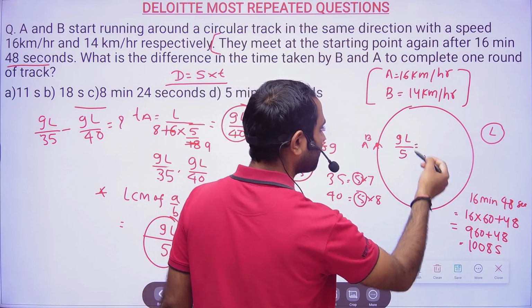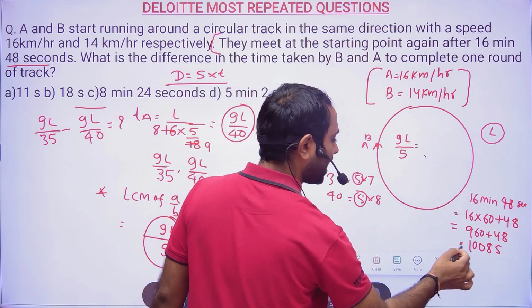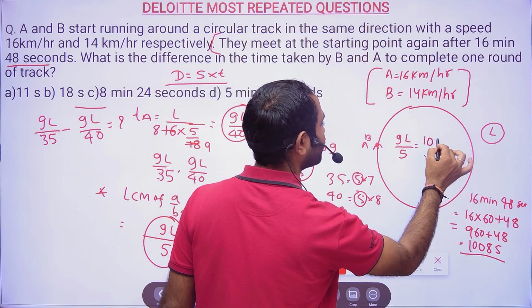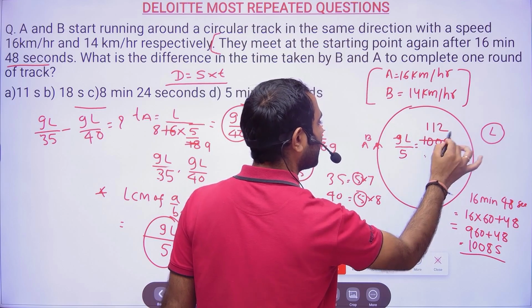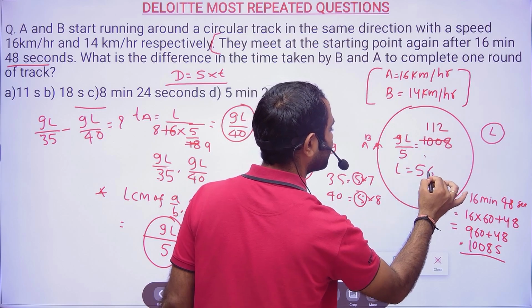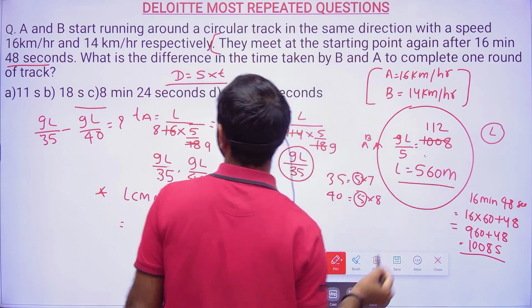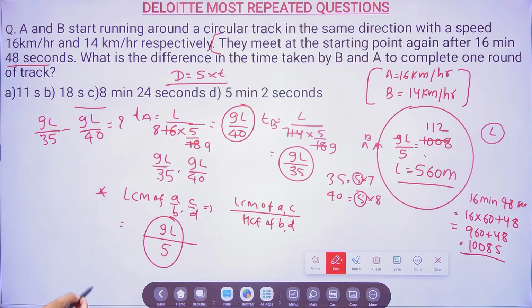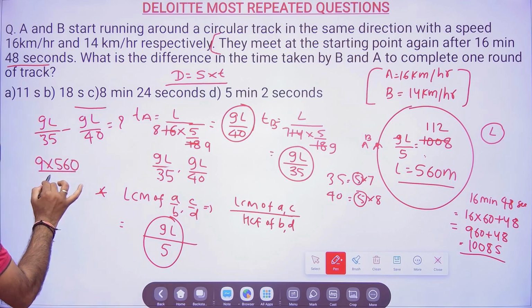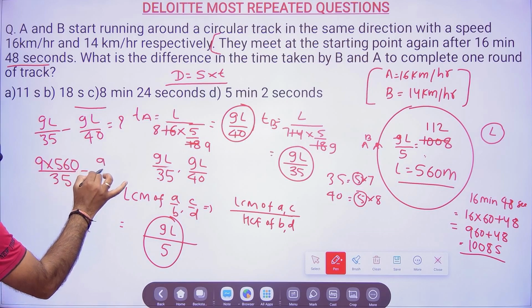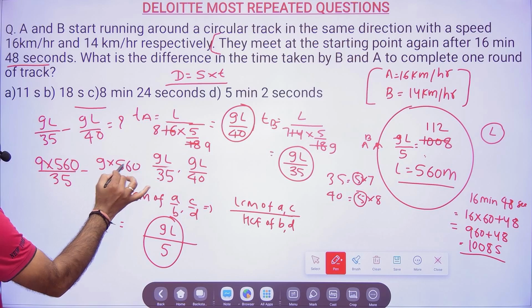So this is nothing but the time, and they are already telling that they are meeting after 1008. So 9L by 5 equals 1008, and L will be nothing but 560 meters. So we got L equals 560 meters. Put it here and you will be able to get the answer. So 9 into 560 divided by 35, and 9 into 560 divided by 40.